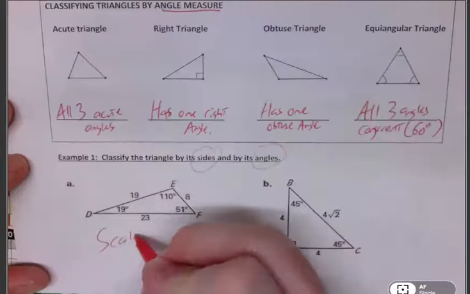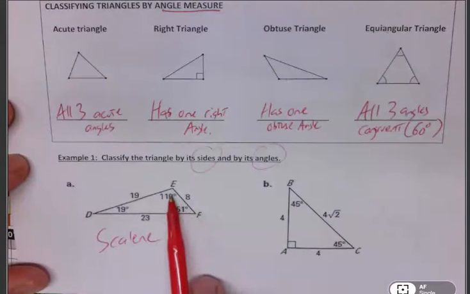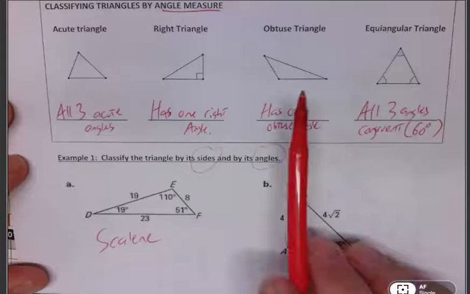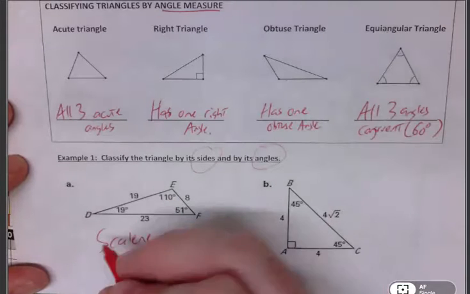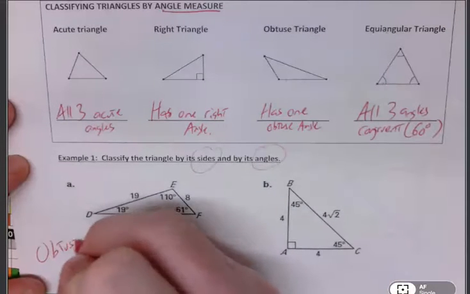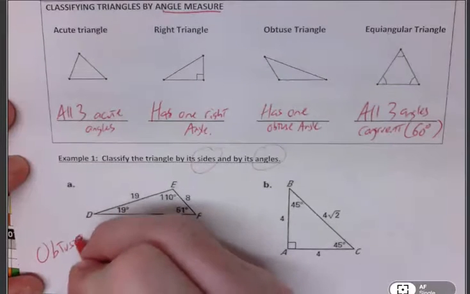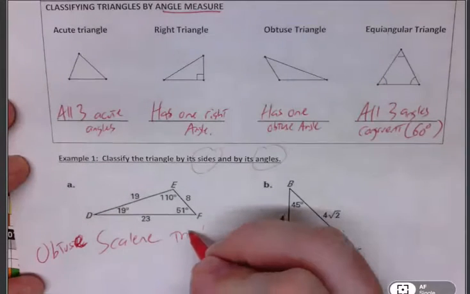So it's a scalene. And I have two angles that are below 90, but one angle that's above 90. That means I have an obtuse angle. So this is an obtuse scalene triangle, or however you want to say it. I don't know why, but I usually put the angle one first. Obtuse scalene triangle.